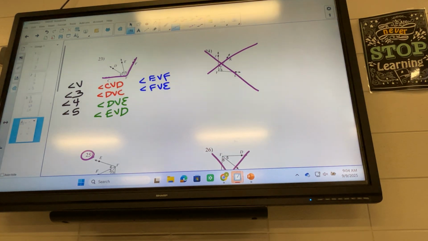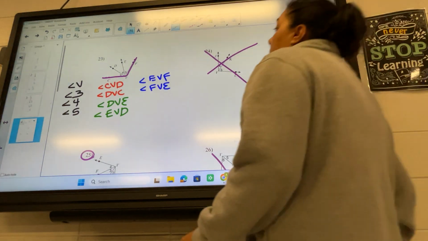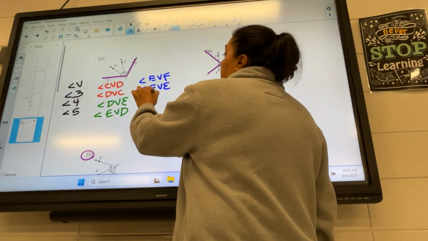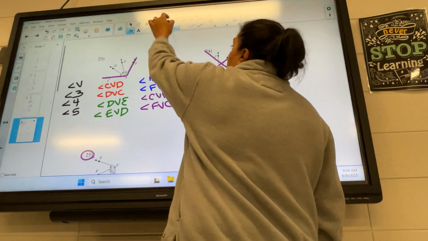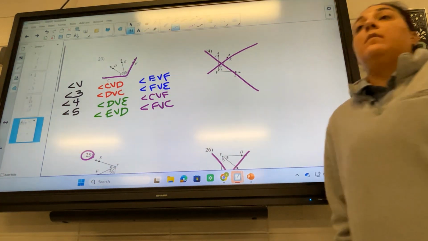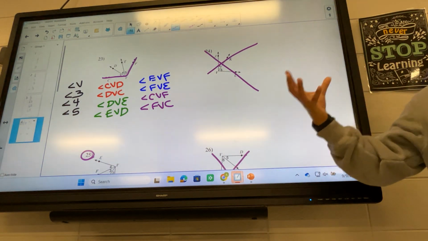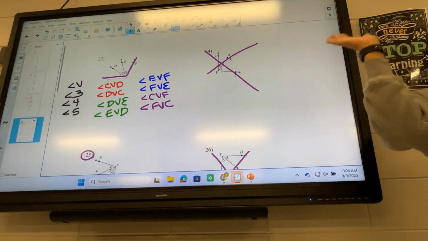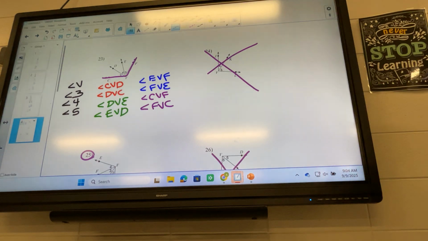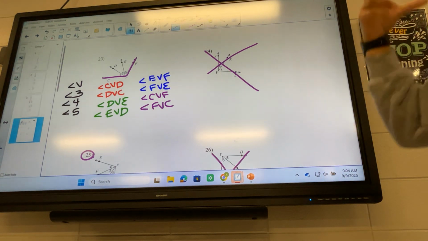Okay, now we're gonna do the big large one. So what is the large one? CVF and FVC. Okay, so there was 3 smalls, right? Angle 3, 4, 5, right? 1 really big one, and now we have 2 medium ones.